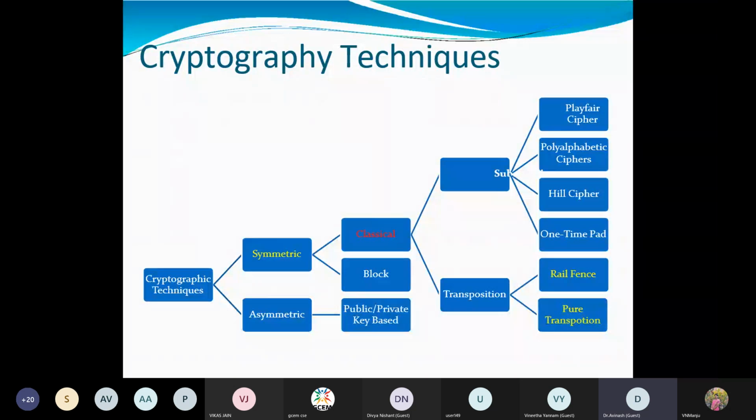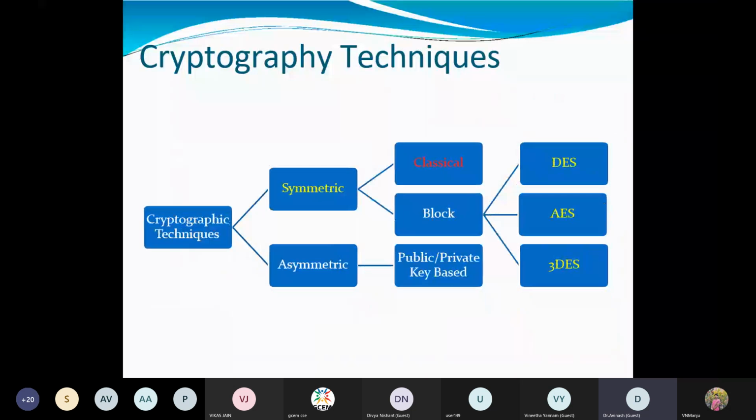The first one which we talk about is the classical, and then the block cipher technique. Then the asymmetric one is the public-private key-based technique. The classical one is further divided into the Playfair cipher, then the other techniques, which are the Hill cipher, one-time pad, then the rail fence, the pure transposition. All these techniques are broadly classified.